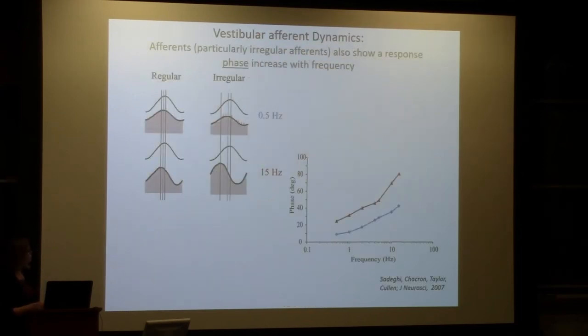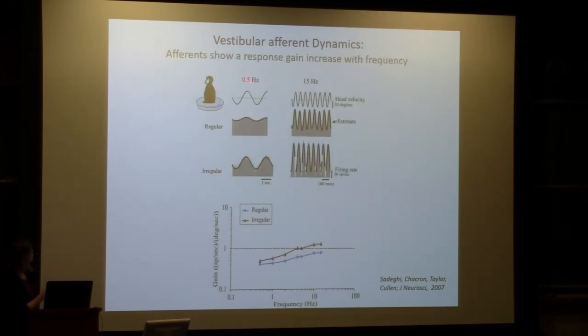And when you do that, this would be, say, 0.5 hertz, and then 15 hertz, right? But the same amplitude, so let's say in both cases it's about 40 degrees per second peak velocity. What you can see is the regular and irregular afferents respond really nicely. So this is recording from single afferents. They're really beautiful. They give you an online readout of how your head is rotating in space. And they look very much like velocity.